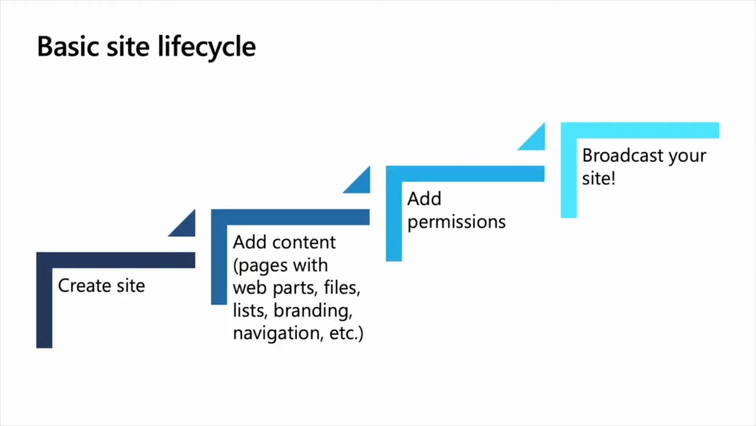Now, before we get into demos, let's talk a little bit about the life cycle of a site. How do you get started? First, you create the site. And then you add your content. You create pages, you configure your web parts, you add files, you configure your branding, and you set up your navigation. You would then add permissions and invite either your collaborators to come and add more content with you, or you would add your audience if your site was ready to be shared out. And then finally, you would broadcast out your site, either by sending an email to your organization, sending a Teams message to someone, or just letting them know that the site's there and ready to look up.